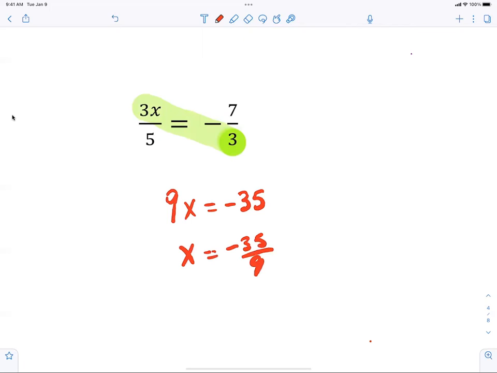Everybody see that, right? Now, some of you said, well, could I just multiply by the reciprocal? Would you get the same answer? Same answer. You would get the same answer. All right. But I like what you said. You were listening. Very good. Anybody have any questions with -35/9?